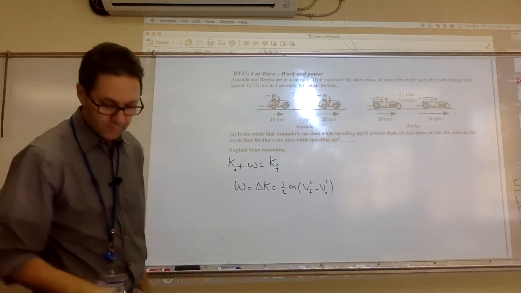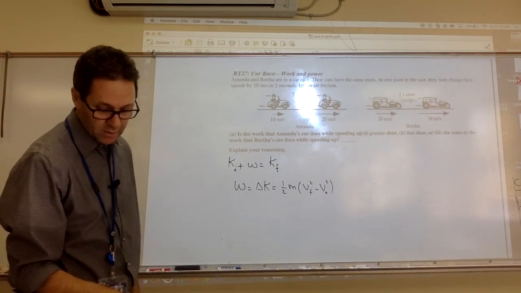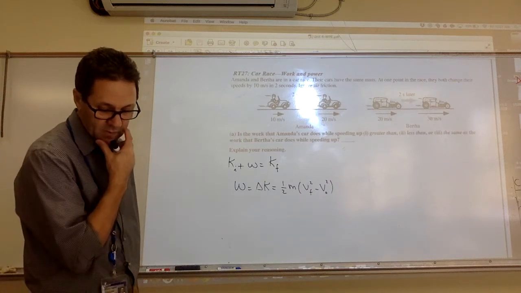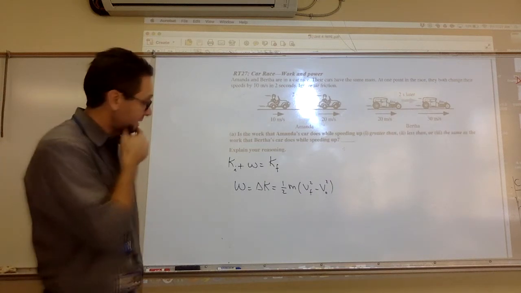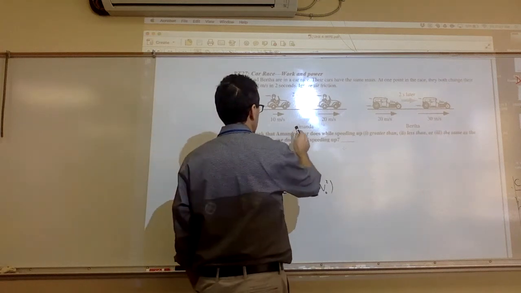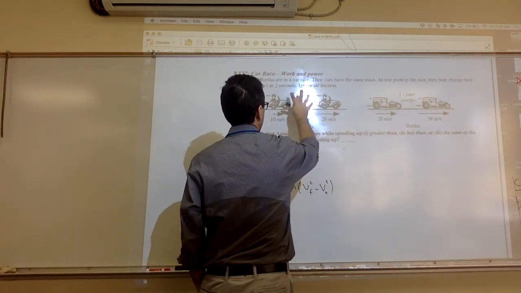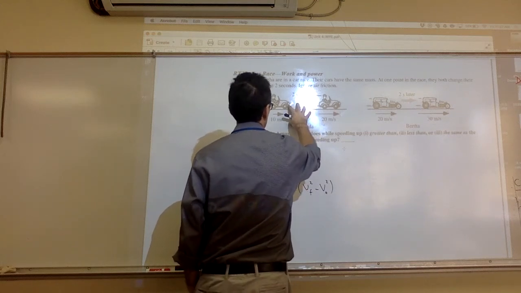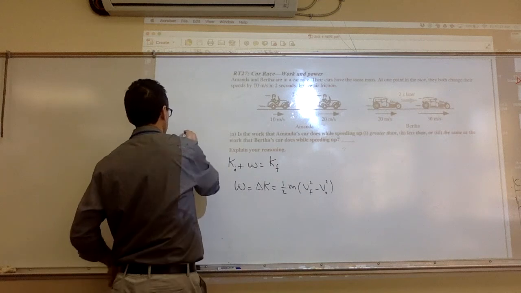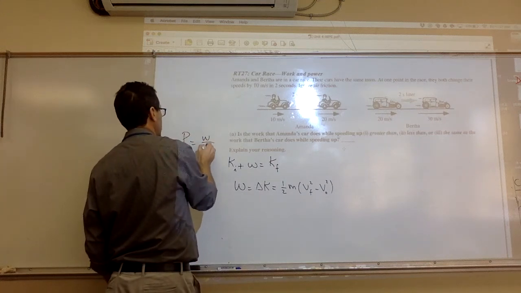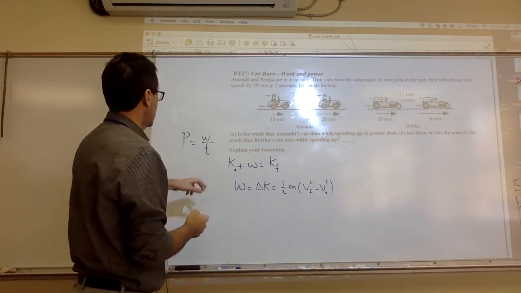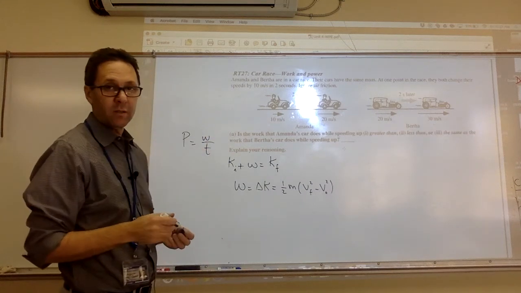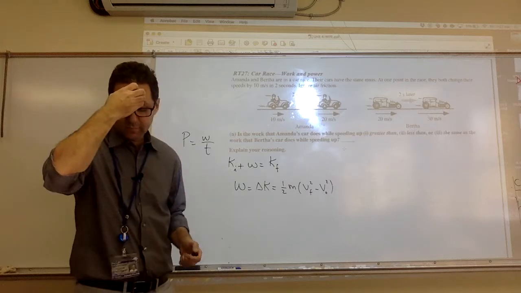The next question is, is the power generated by Amanda's car greater than, less than, or the same? Okay, it's got to be less than, because the amount of time is the same, but Amanda's car does less work. Power is your work divided by time, how fast you do the work. So the time is the same, and comparing the powers is basically just comparing the work done.